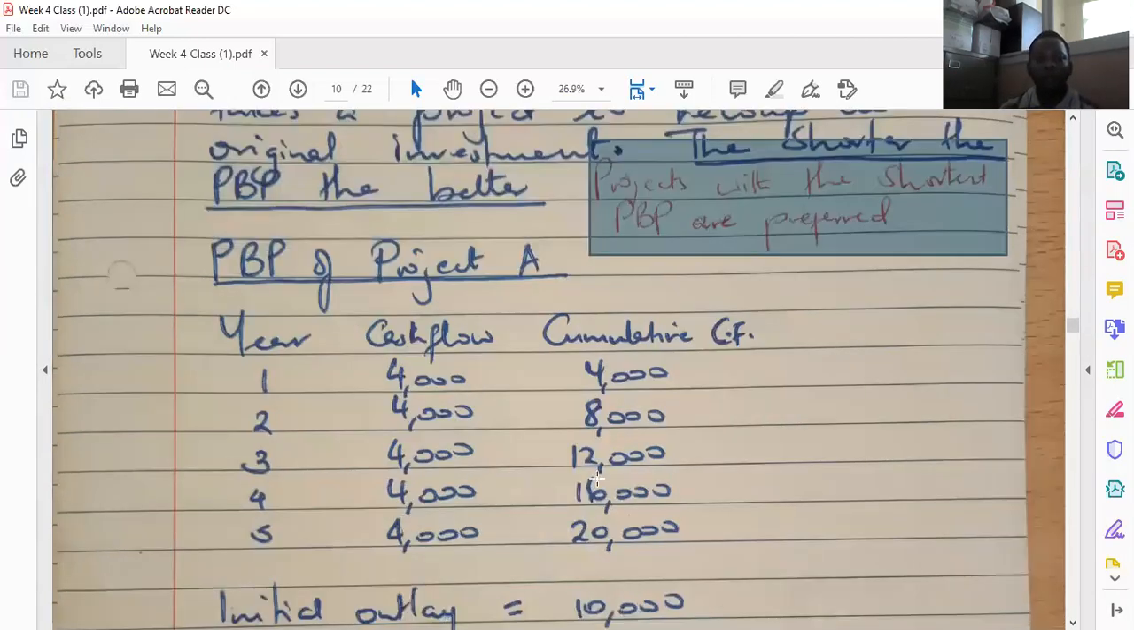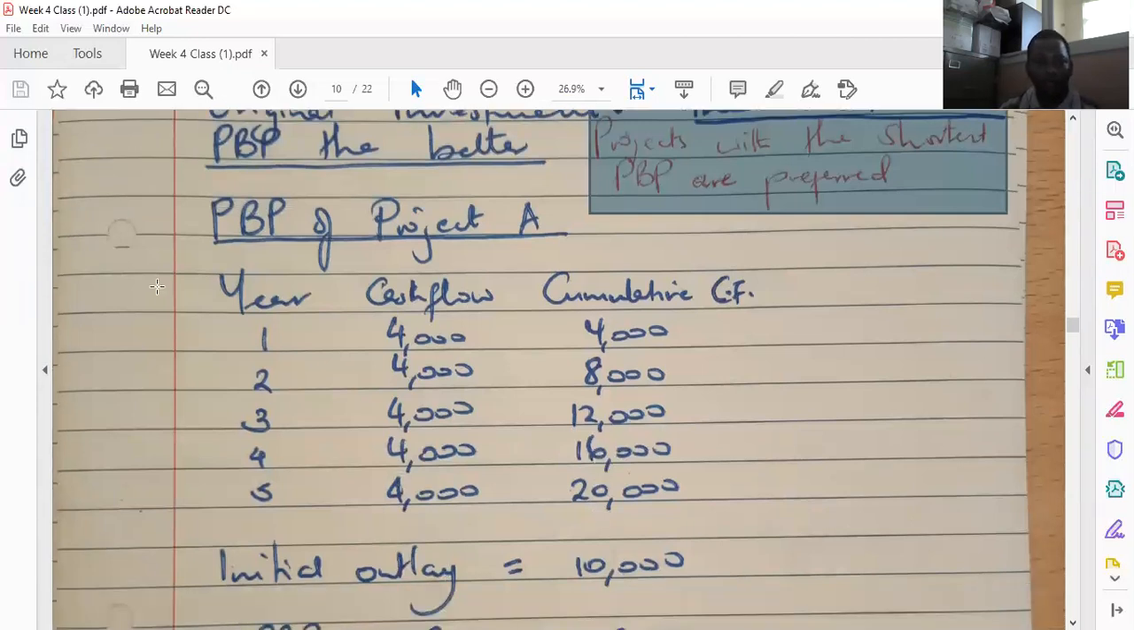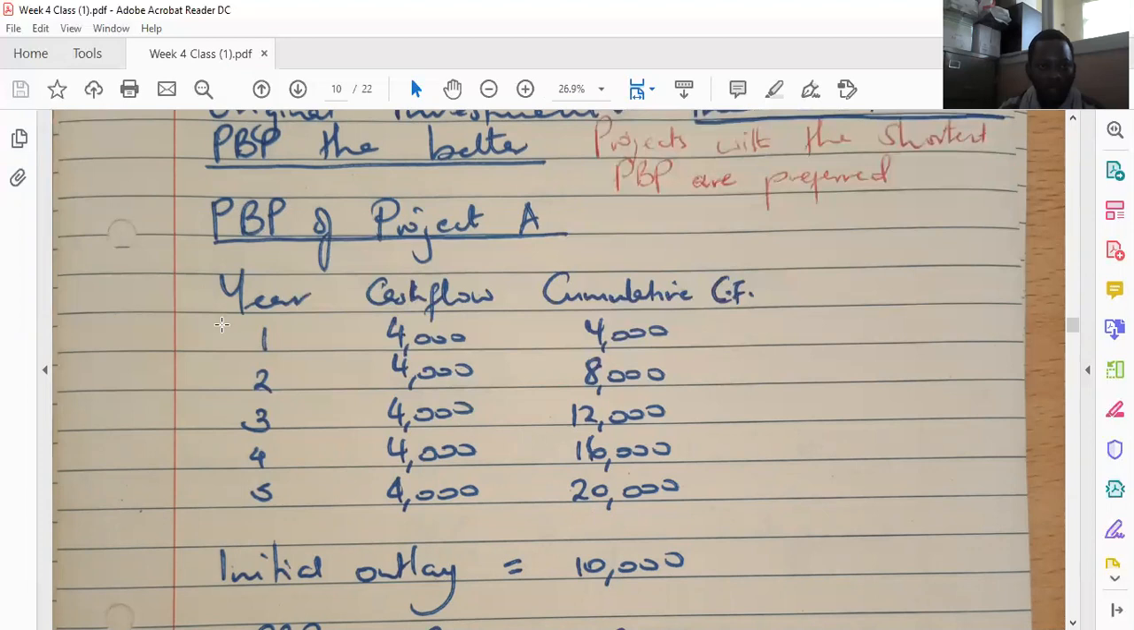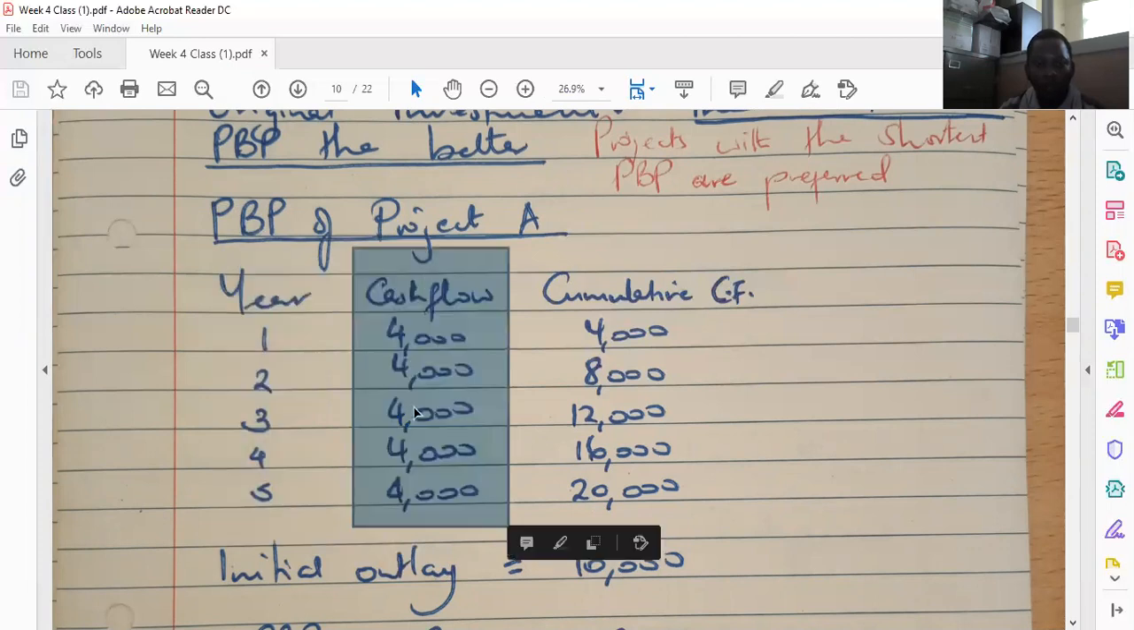So back to our question. You compute the payback period of project A and project B. You begin with the payback period of project A. To get the payback period of project A, we arrange the cash flows with their years: years 1, 2, 3, 4, and 5. In the second column, we have the cash flows for each year. For project A, year 1 had cash flows of 4,000, year 2, 4,000, year 3, 4,000, year 4, 4,000, year 5, 4,000.